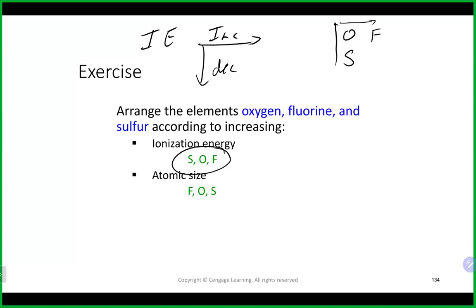When we look at atomic size, it is the only one that decreases as you go up and to the right and increases as you go down and to the left. Everybody else is the opposite. In that case, as we go up and to the right in terms of atomic size, we're decreasing. So it should be fluorine, oxygen, and then sulfur in that direction. Any questions on that there?